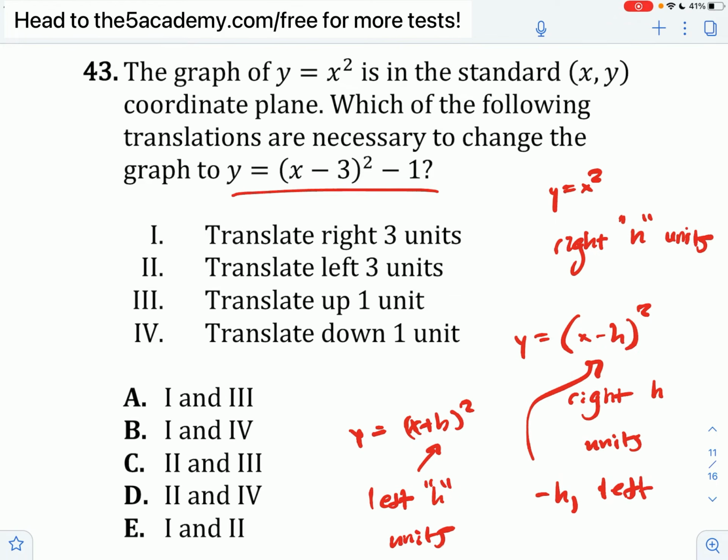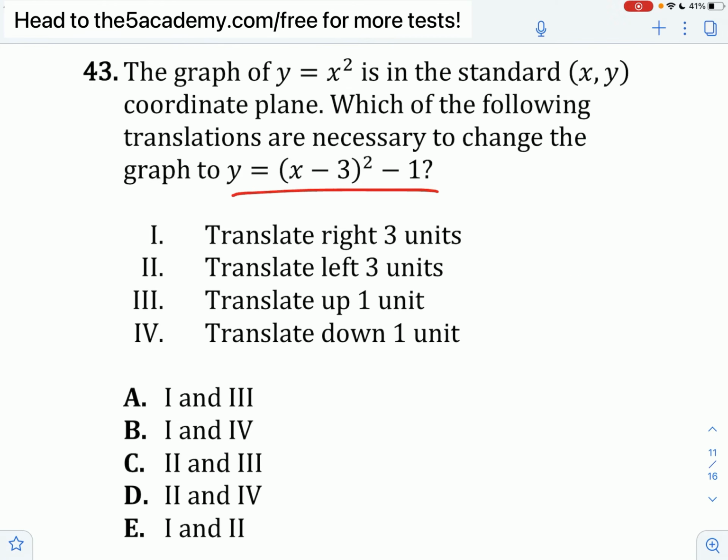Okay? Now, what if I want to go right and down? The answer here I'll just tell you is we're going right, like I just said, because we're subtracting a number, and then we're going down. Okay, so in order to go right and down, I could do it in either sequence. I could go y equals x squared minus 1, and then go right 3 units, so y equals (x minus 3) squared minus 1, or I could go y equals (x minus 3) squared, and then I could add in the minus 1 after.